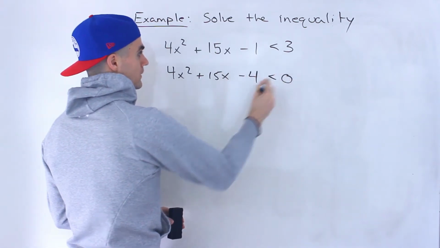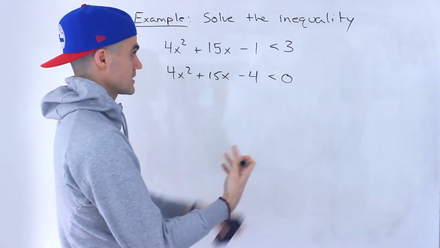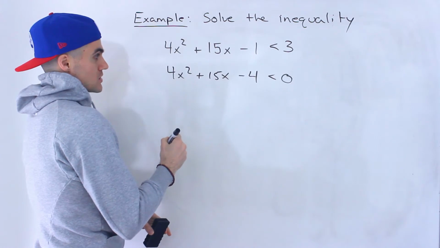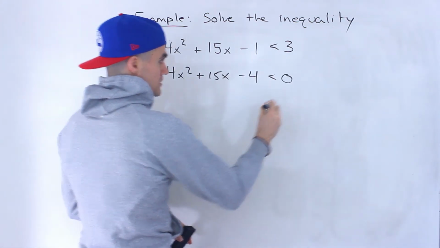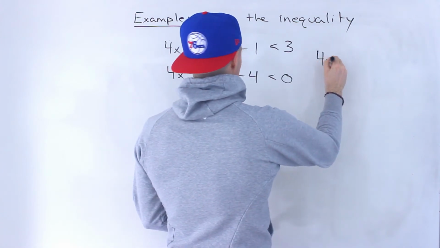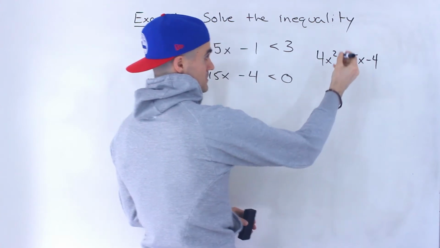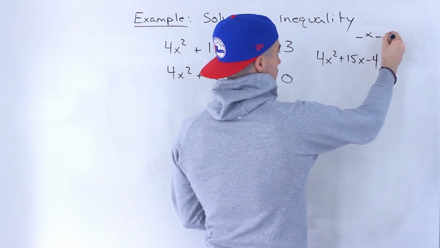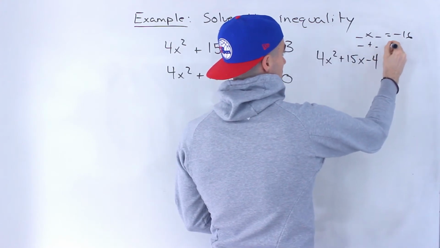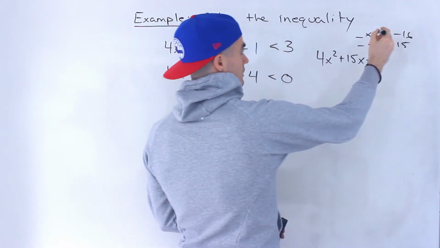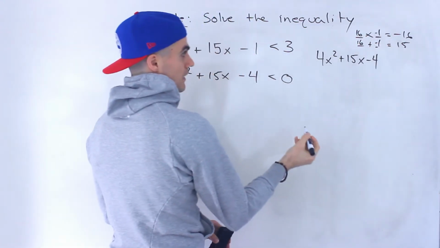So we have to figure out when this quadratic is less than 0. When is it going to be negative? What I'd recommend doing is first factoring this quadratic. Let's do that on the side here. First, let's see if it does factor. Are there two numbers that multiply to negative 16 and add up to the b value of positive 15? And there are 16 and negative 1.